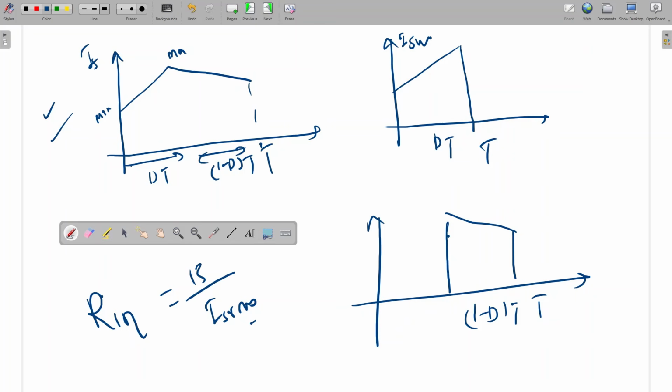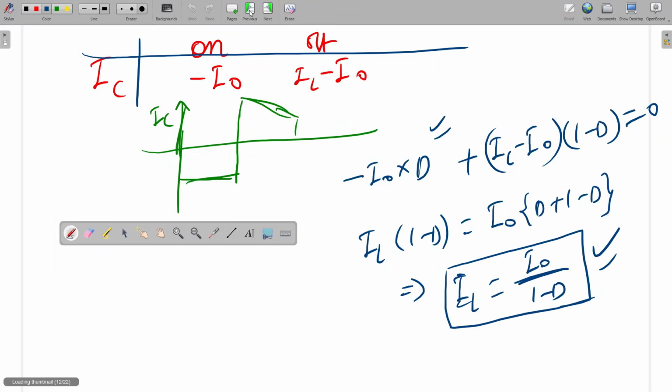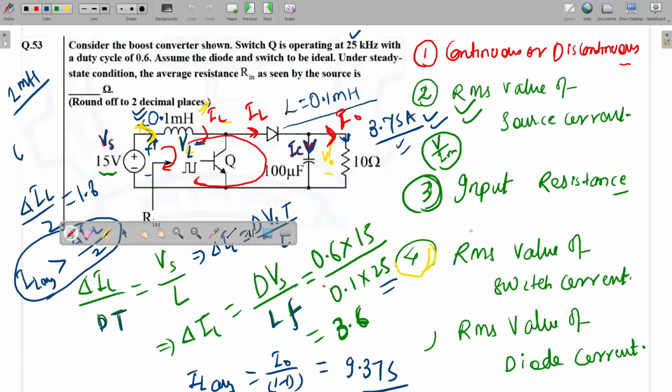Is it clear? Can anyone reply? Sir, so you can use this waveform to calculate all these values. Okay. Now I'm going to close the session. We'll meet on the next Monday. So based on this concept only, we will solve some questions.